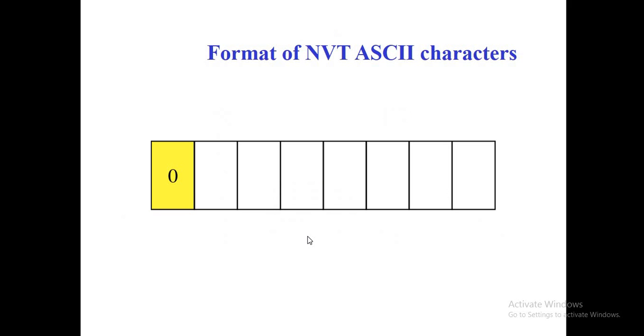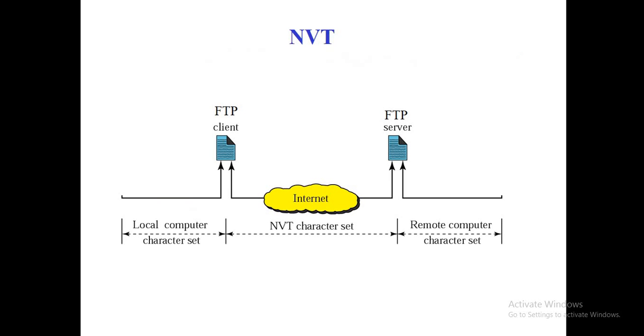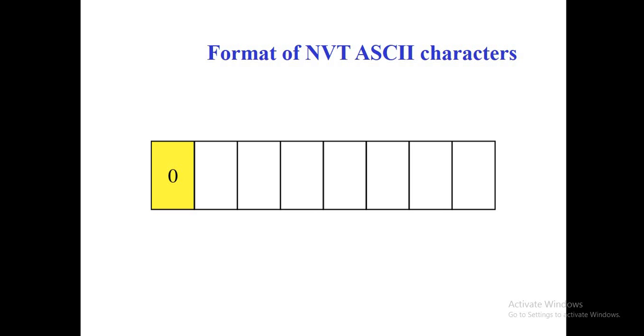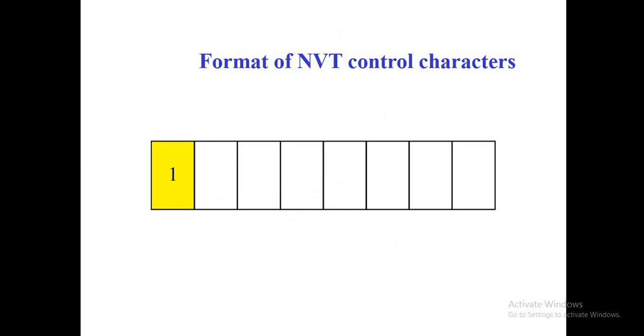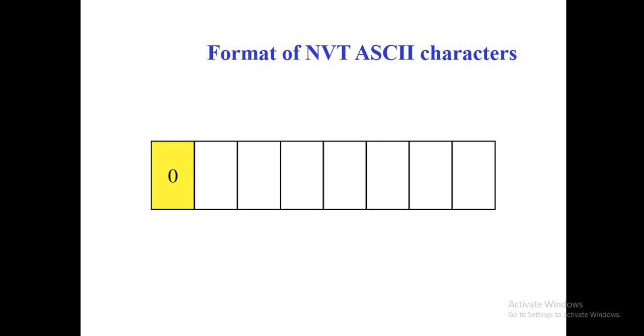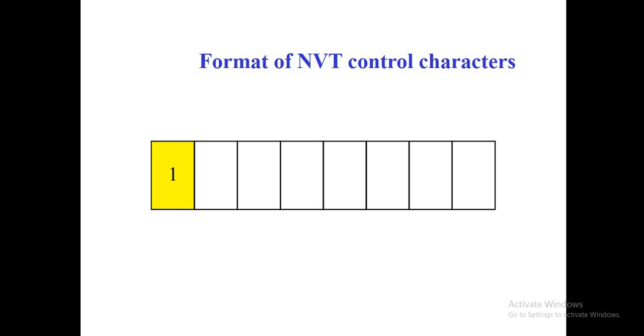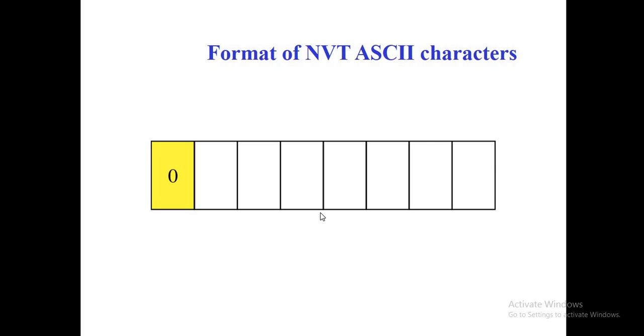All right. This we have also seen in the telnet part: the NVT data, whatever character set is there, could be of two types. One is data format and the other is control format. How do you identify whether it is data or control? If it is data, the first bit is set to 0. If it is a control character, then the first bit is set to 1. The remaining 7 bits are used for control here, and for the data part here.